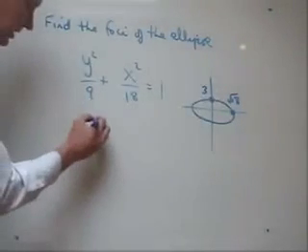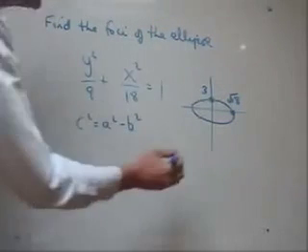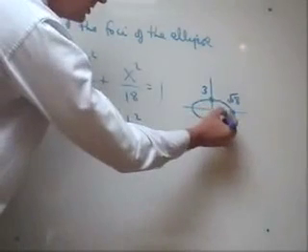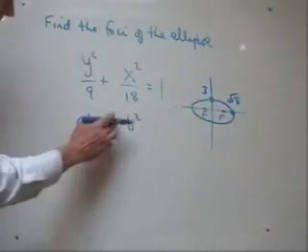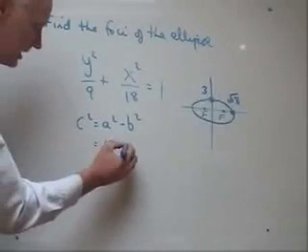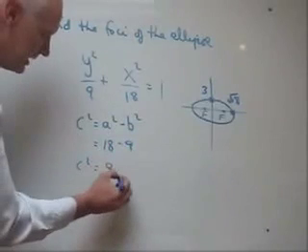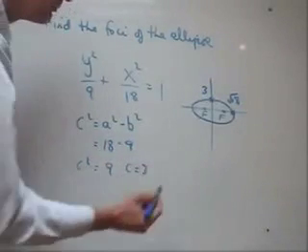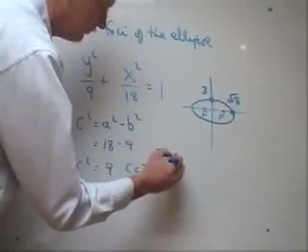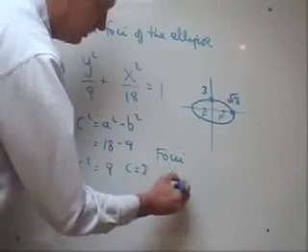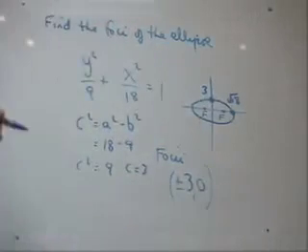Now we know that c squared equals a squared minus b squared. C will be the foci, which will be on the horizontal axis like that. A squared is the bigger number, so 18, b squared must be 9. So c squared equals 9, c equals 3. C is this distance here. So the foci will be (plus or minus 3, 0).